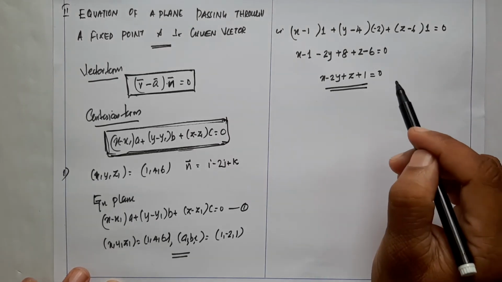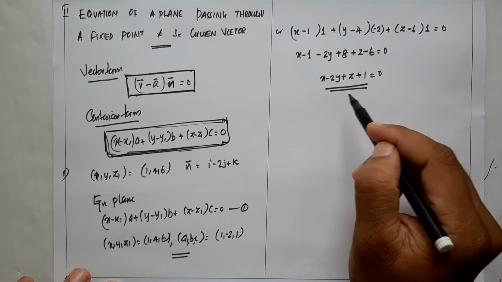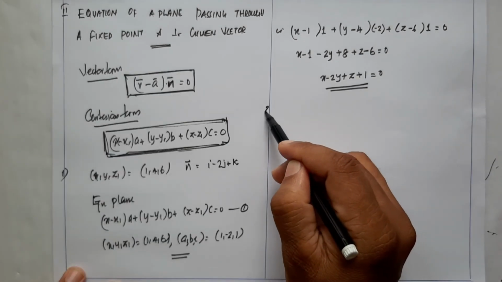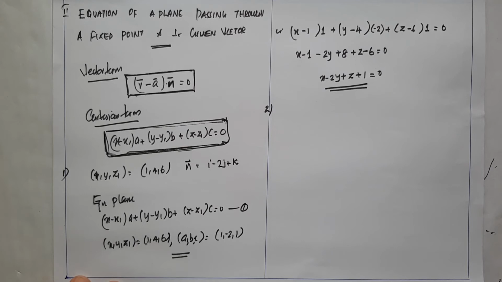Okay, this is the Cartesian equation of the plane. The general form of the equation of a plane is always in the form ax plus by plus cz plus d equal to 0. That's all. Okay, the answer is x minus 2y plus z plus 1 is equal to 0.